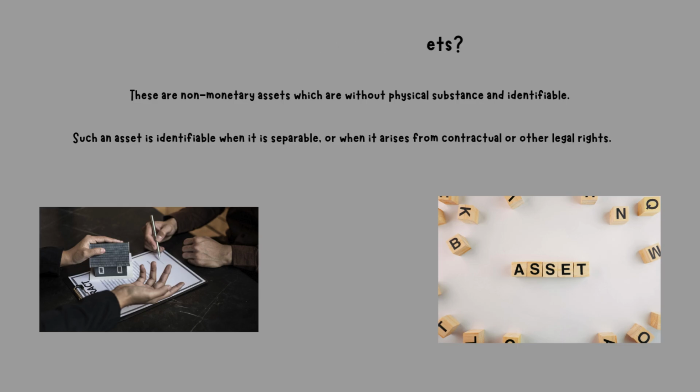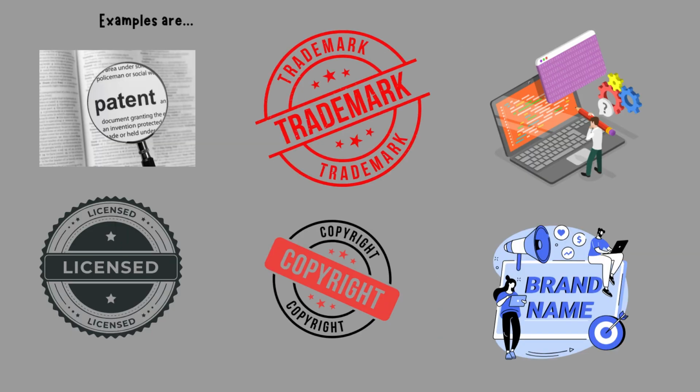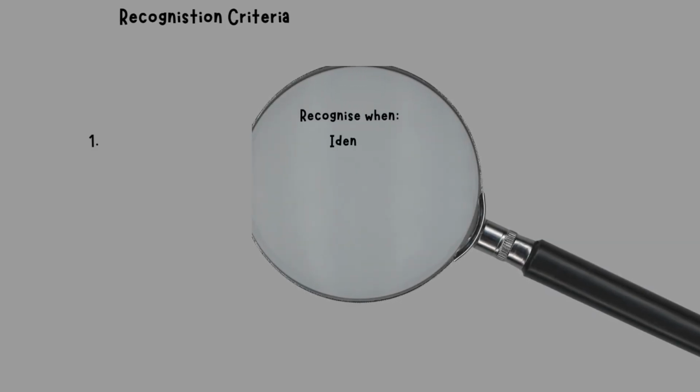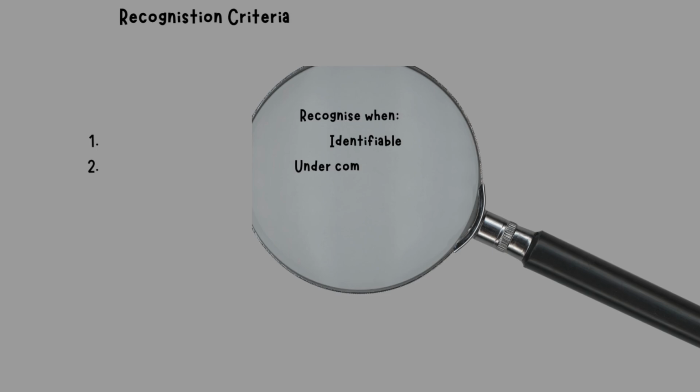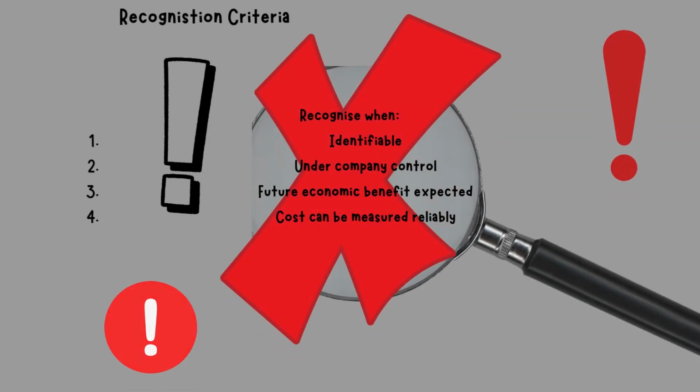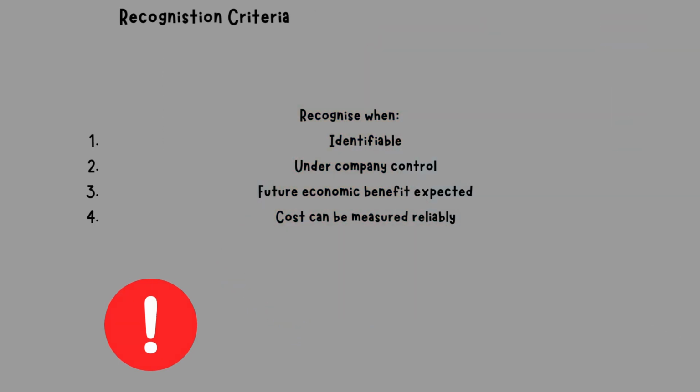Intangible assets are non-physical assets that still have real economic value. Think of things like patents, trademarks, software, licenses, copyrights, brand names, such as the Base School. They're not something you can hold in your hand, but they add serious value to a business. To count as an intangible asset under IAS 38, the item has to be identifiable, under the business's control, and expected to bring future economic benefits. Plus, its cost must be reliably measurable. If any of these are missing, it's not going on the books as an intangible.